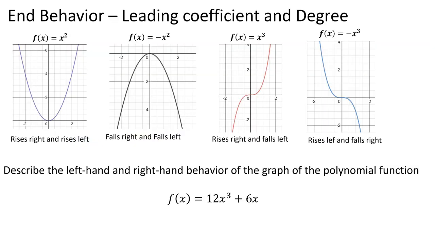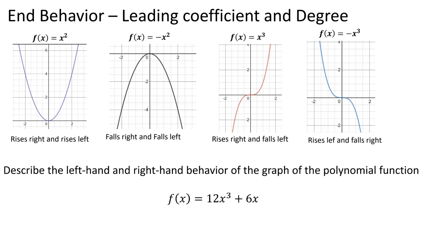So let's do a little review of the leading coefficient and degree and the behavior of the graph. First, if we have an even function and our leading coefficient is a positive number, the graph is going to rise to the right and left of the graph. It's going to be pointing up because it's positive and it's even. When it's an even function and our leading coefficient is negative, it's going to point or fall to the right and left of the graph. It's going to point down, because our leading coefficient is negative.